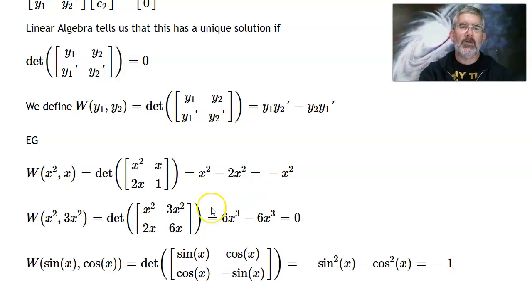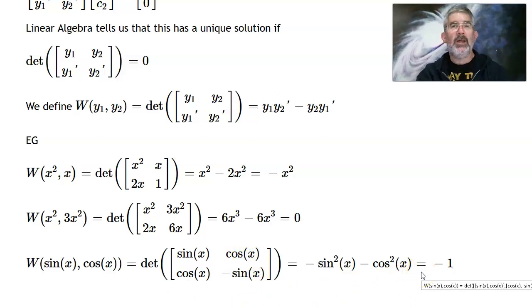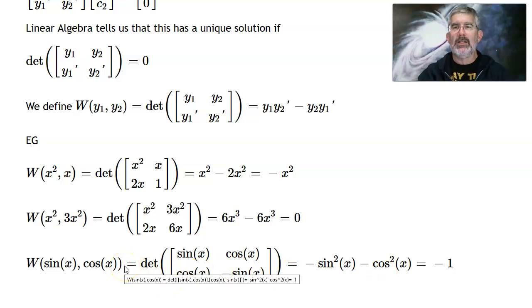Okay. So for instance, let's do one more example here. Sine and cosine. Put sine and cosine as my first row, and I take the derivatives underneath them. So the derivative of sine x is cosine x, and the derivative of cosine x is minus sine x. And then when I take the determinant, I get minus sine squared x minus cosine squared x, which is equal to minus 1. And notice minus 1 is never equal to 0. And so these two functions are independent.